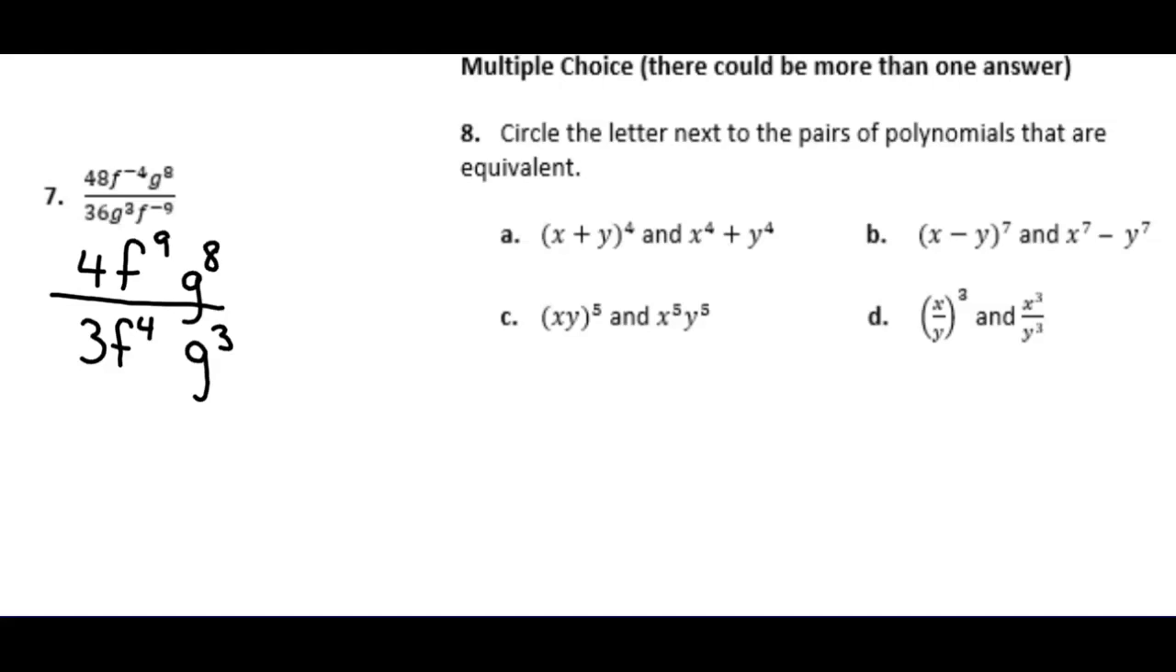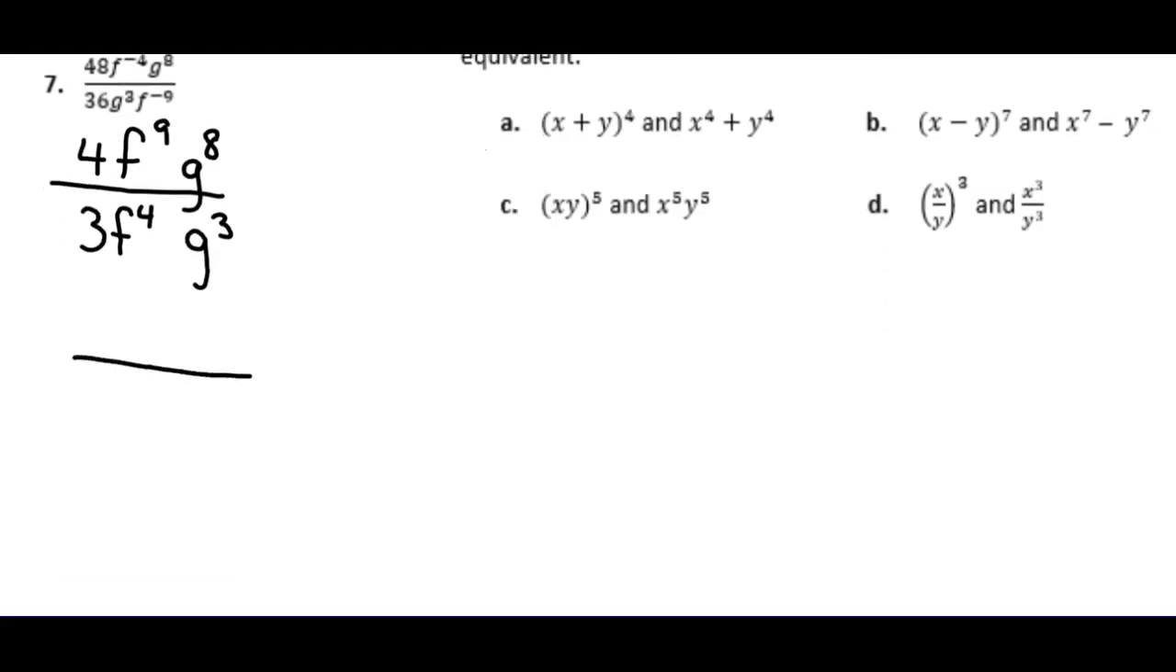So now we can look at that and we can decide, oh, that's easy to do. My 4/3 stays the same. I've already taken care of that. Now let's take care of our F's. What am I going to get? Brooklyn. F to the 5th. Top or bottom? Why? What? Because the biggest number's on top. F to the 5th. Okay.